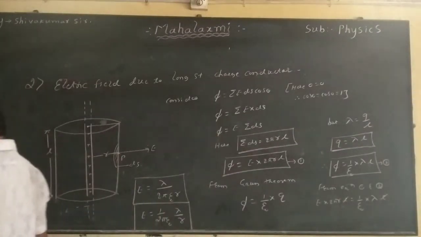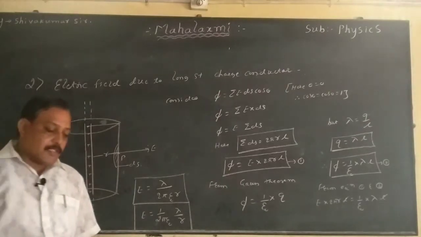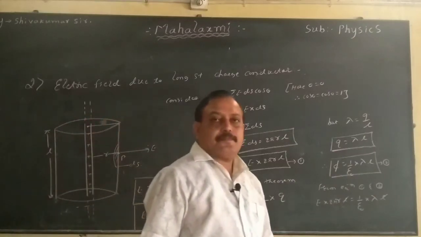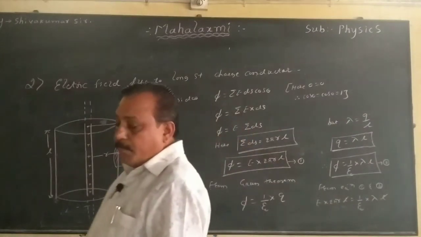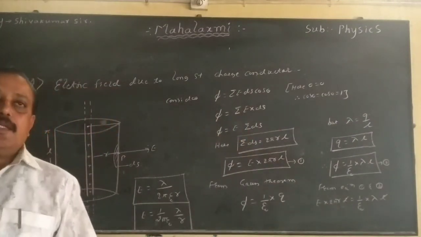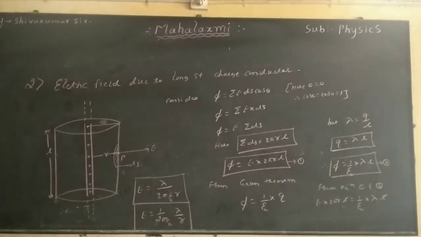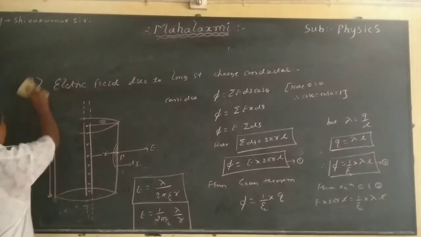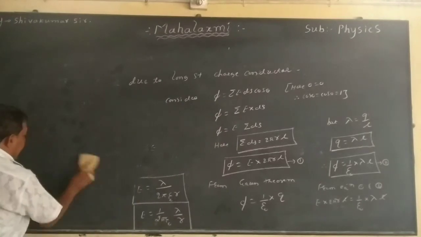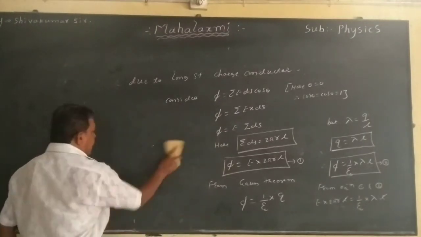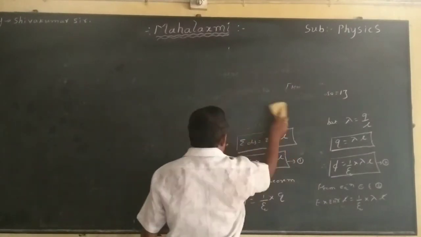Last application, electric field due to a charged plane sheet. The electric field due to a charged plane sheet is nothing but the last application of Gauss theorem. I go for the last derivation, electric field due to an infinitely charged plane sheet. Simply I can say the electric field due to a charged plane sheet.